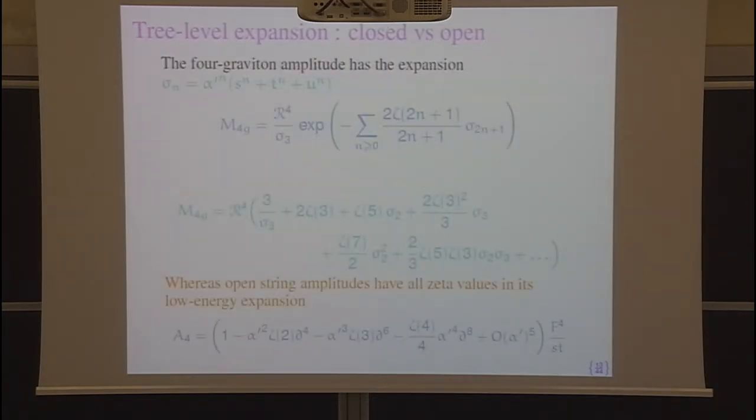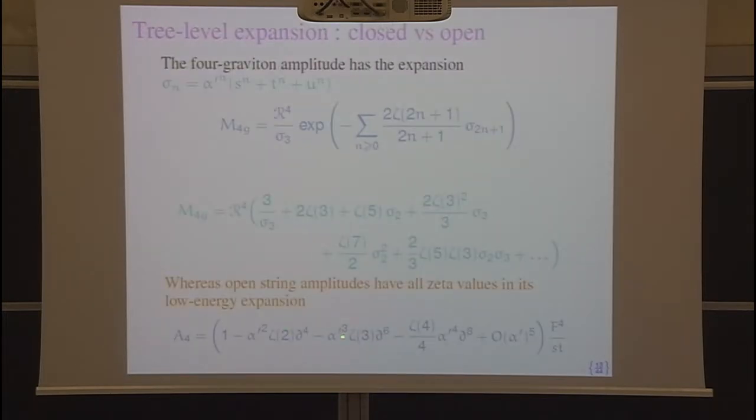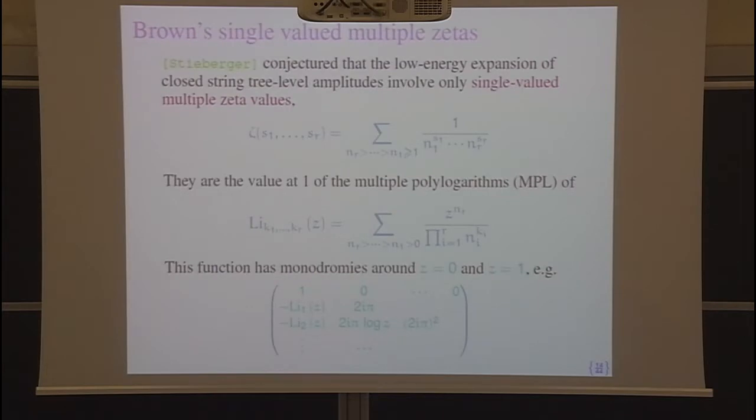Oh yeah, I mean there are terms at all orders. You just want to show that here there are zeta 2, zeta 4, and there are zeta 3 as well. So there is everybody. Open string contains everybody. Closed string contains only that. So this is why I come.